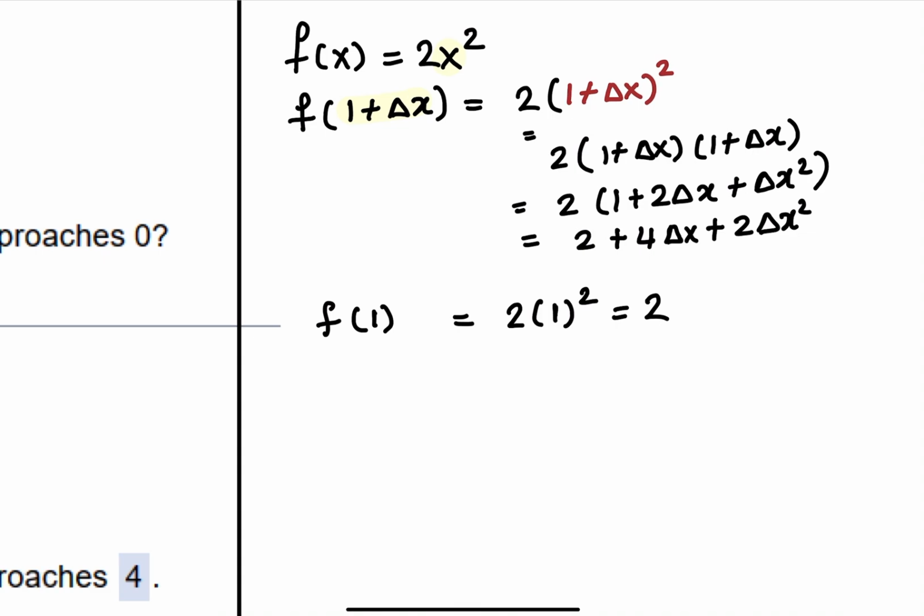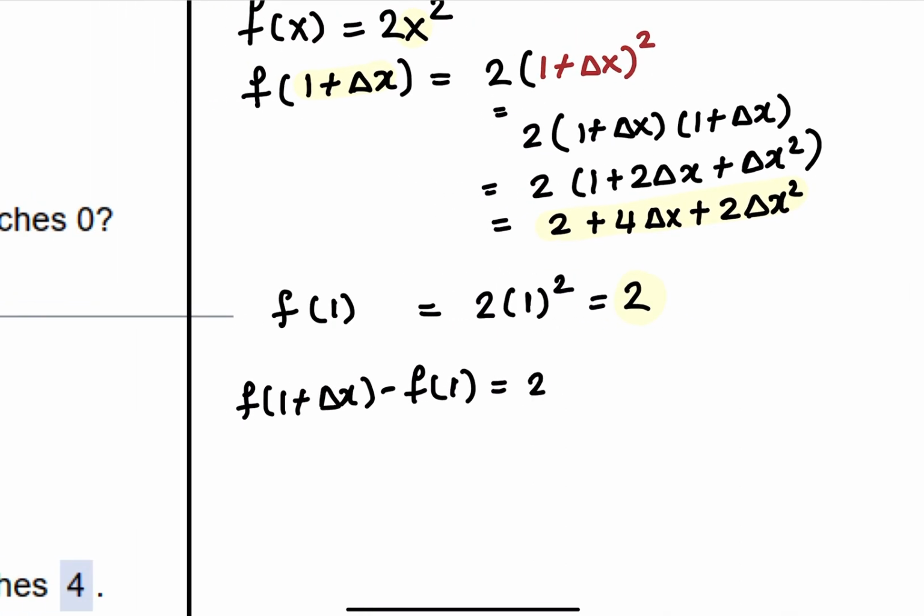Okay, let's do that. So I'm going to change the color here. f of 1 plus delta x minus f of 1. I already know what my f of 1 plus delta x is, and I already know what my f of 1 is. All I have to do is subtract both of them. So 2 plus 4 delta x plus 2 delta x squared minus 2. And now let's see if we can cancel. Positive 2, negative 2, boom, cancel.